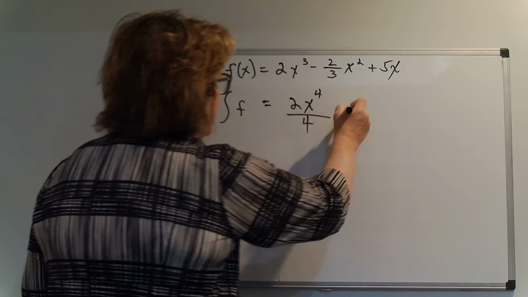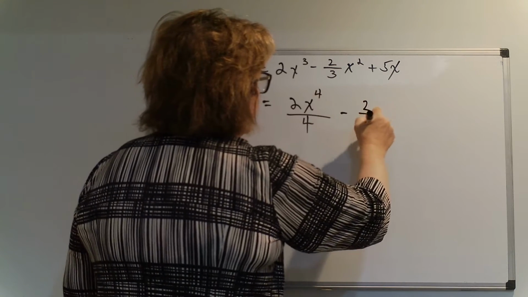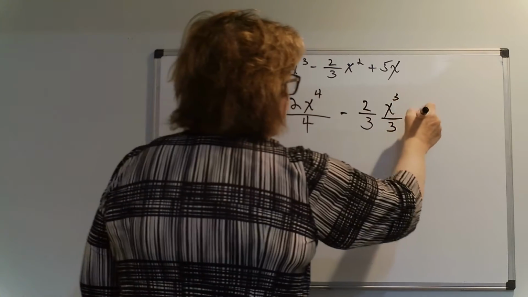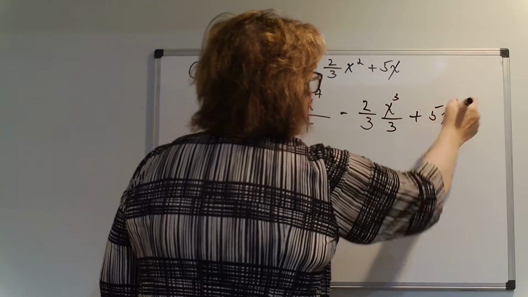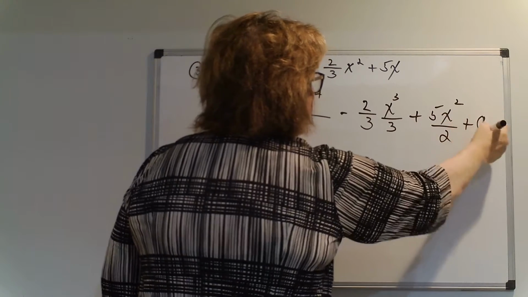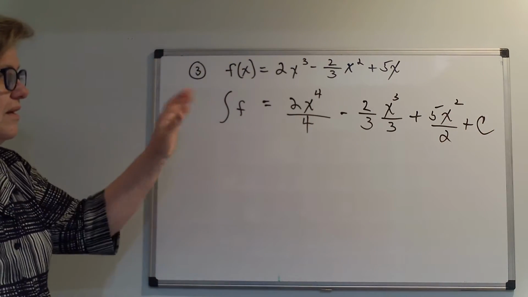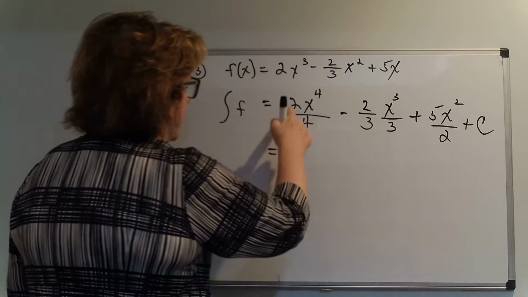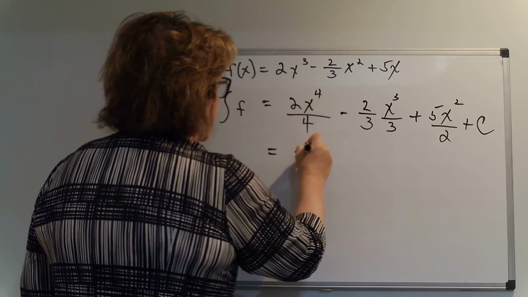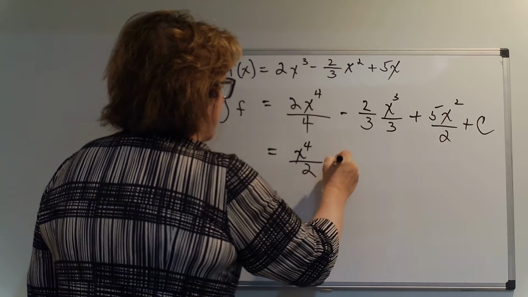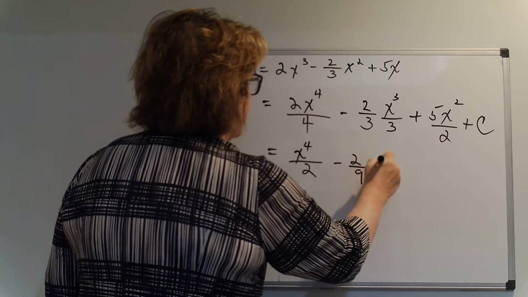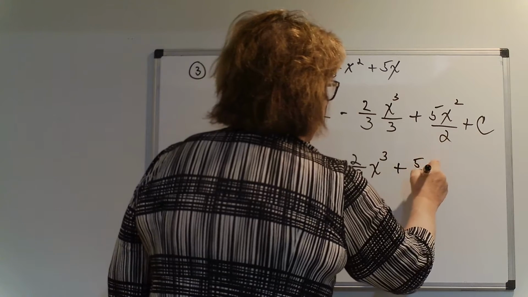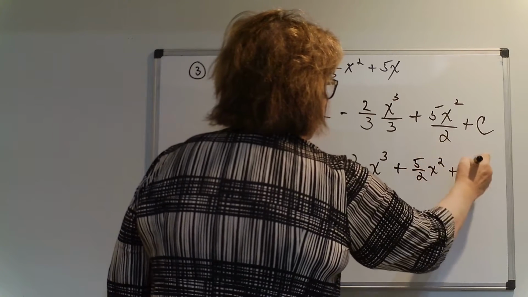Then here we're going to have 2/3 x cubed over 3 plus 5x squared over 2 plus a constant. And we don't know what that is. It's just a number. Okay, let's clean it up a little bit. 2 can go into 4, so x to the 4th over 2 minus 2/9 x cubed, 3 times 3 is 9, plus 5/2 x squared plus c.